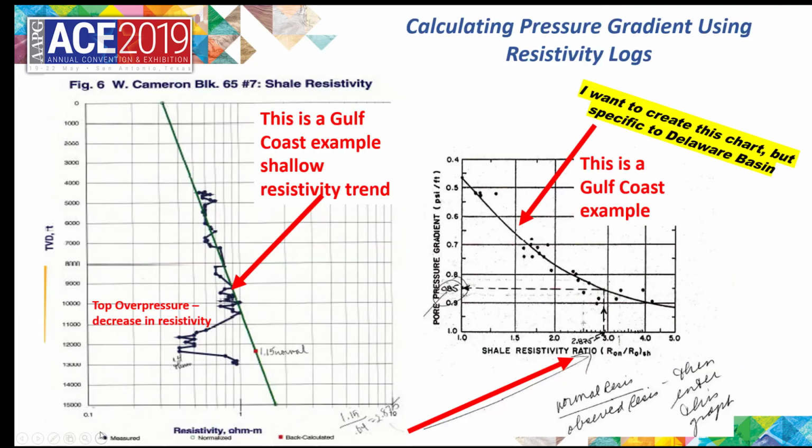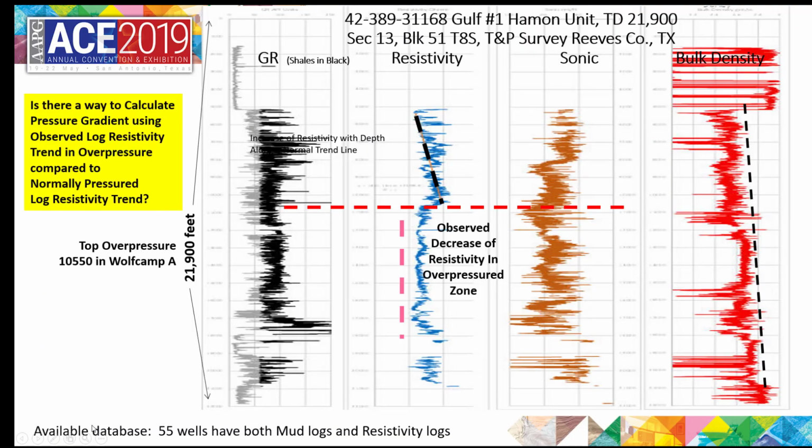Can you repeat that again? Sorry. No, that's fine. I know that this area in here is overpressured, and I know that had it not been overpressured, that shallow resistivity trend would have just continued down like this. But it's dropped. Is there a mathematical relationship between what this trend should have been over here and what it actually is? And how would I define that?